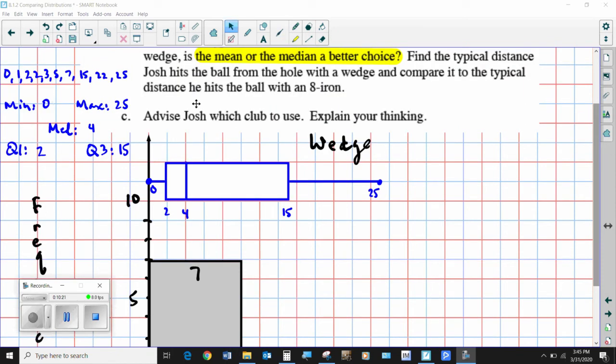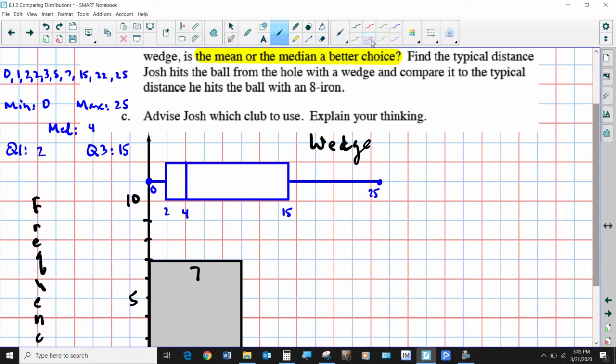All right, welcome back. So looking at the box plots for both the wedge and the 8-iron, I did the wedge in blue, and I put all the numbers in order from least to greatest. There's a total of 10 of them. The minimum is 0, the maximum is 25. The median is in the middle. So 1, 2, 3, 4, 5. These are the two numbers in the middle. So the halfway point between 3 and 5 is 4. And then we take all the numbers that are less than the median. Everything less than 4, that makes the 2 the first quartile. And everything greater than 4 would mean that 15 would be the upper quartile. So we're going to plot each one of these against the number line.